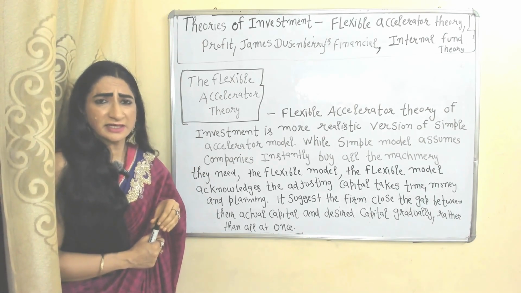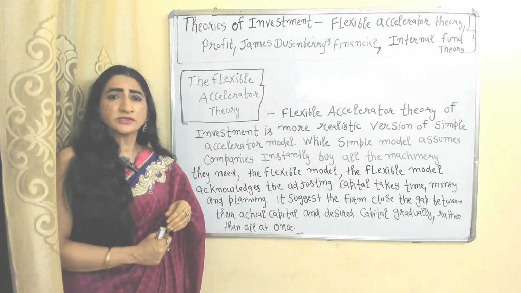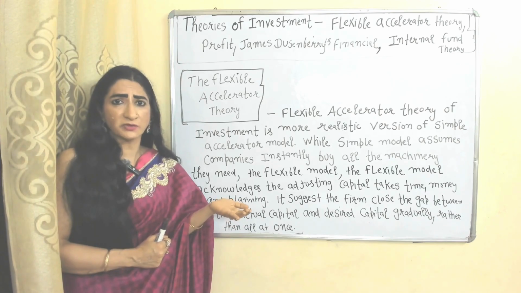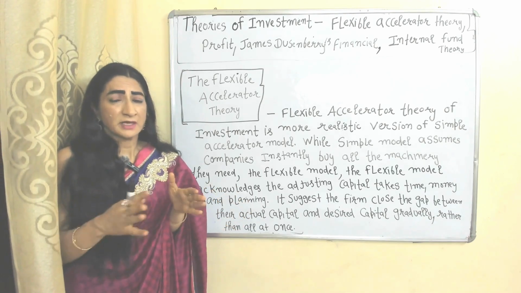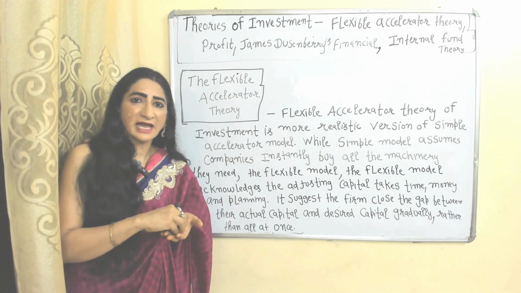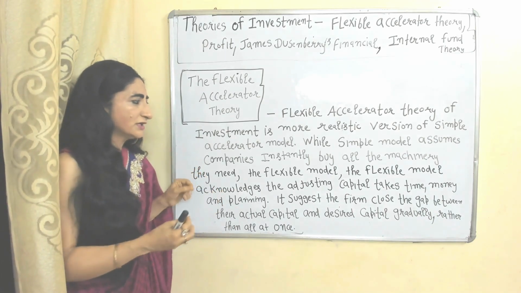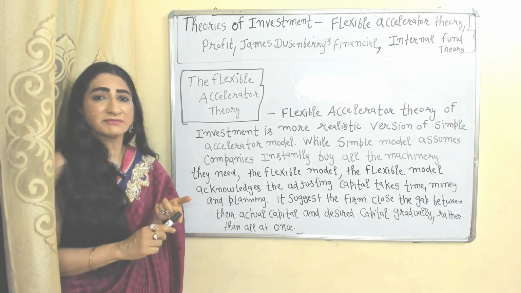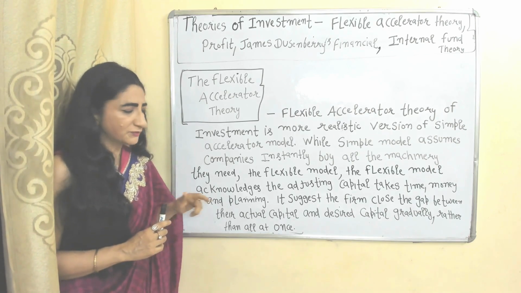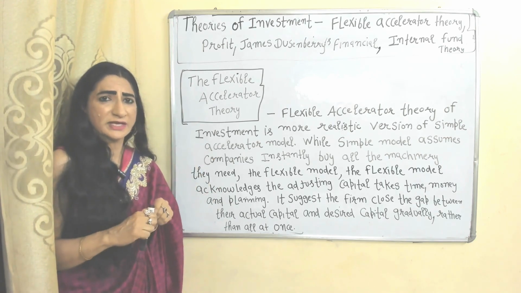Flexible accelerator theory is a realistic version of simple accelerator theory. According to simple accelerator theory, firms instantly buy machinery, tools, equipment as they require. But according to this theory, firms need some time to fill the gap between desired and actual investment. That means this theory acknowledges adjusting capital takes time, money and planning. In short, this theory suggests firms close the gap between actual capital and desired capital gradually rather than at once.